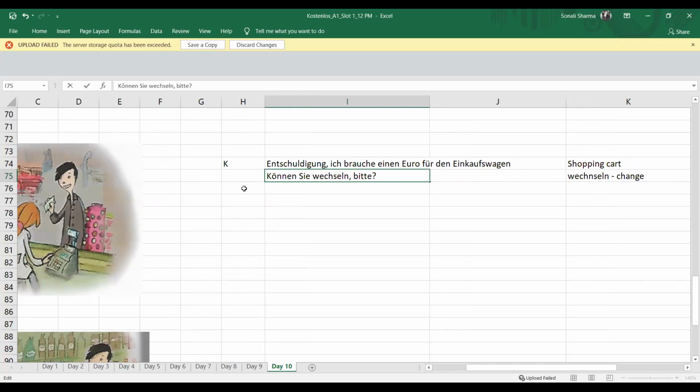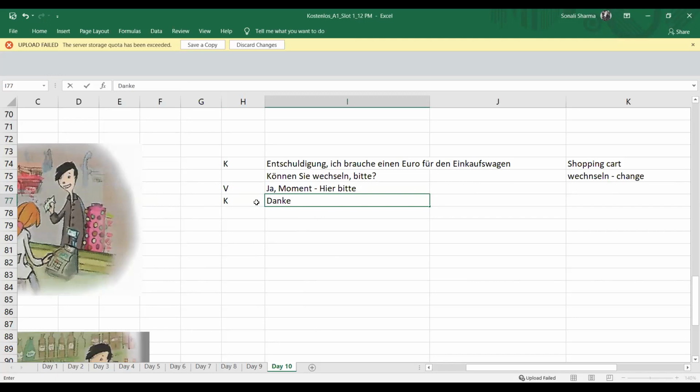And this lady, this Verkäuferin, is saying, "Ja, Moment." That means yes, give me a moment, give me a minute. Ja, Moment. Here, bitte. Now she is taking some cash and giving it to him, and she is saying, here, please. And this Käufer, this buyer, is saying, thank you, danke.